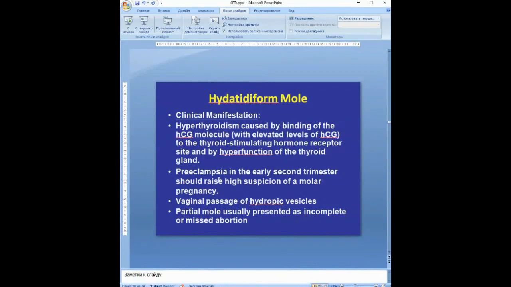Hyperthyroidism is caused by binding of the HCG molecule, with elevated levels of HCG, to the thyroid-stimulating hormone receptor site and by hyperfunction of the thyroid gland. Preeclampsia in the early second trimester should raise high suspicion of a molar pregnancy. Vaginal passage of hydropic vesicles is possible. Partial mole usually presents as incomplete or missed abortion.